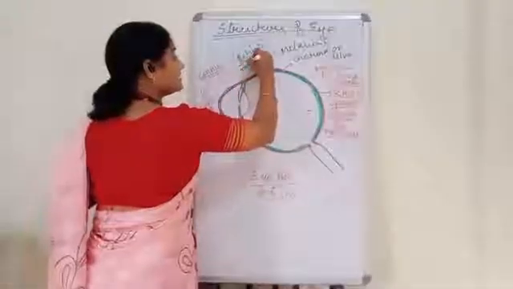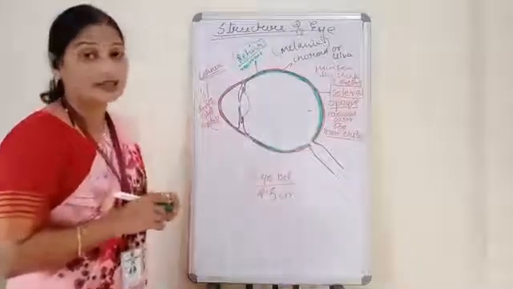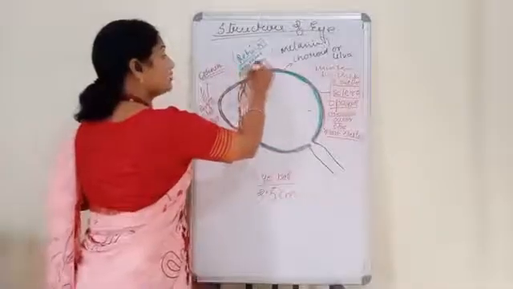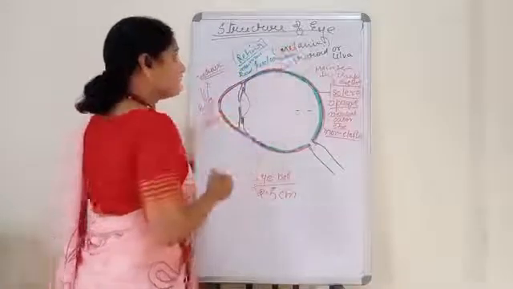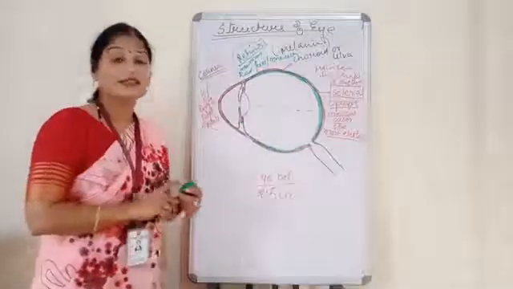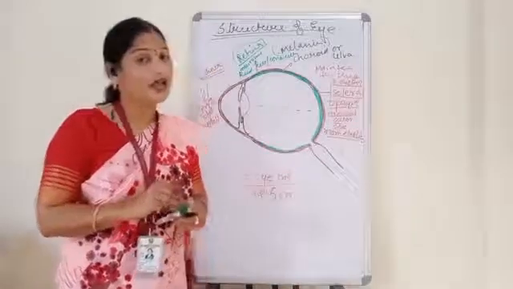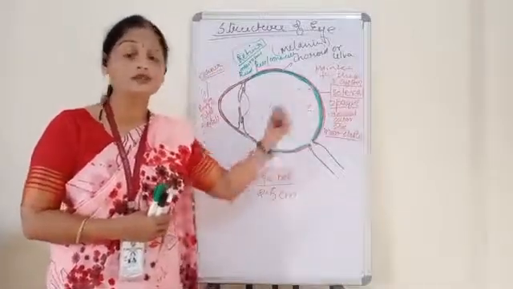It contains neurosensory cells, like rod cells and cone cells. Rod cells are responsible for the intensity of the light, and cone cells are responsible for colored vision.